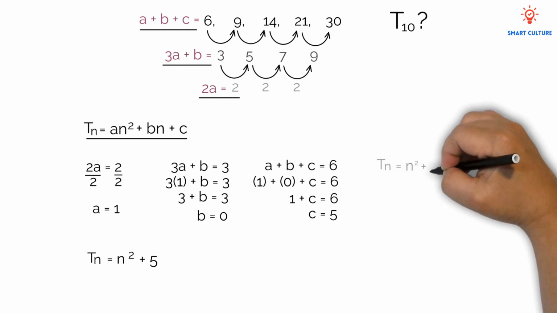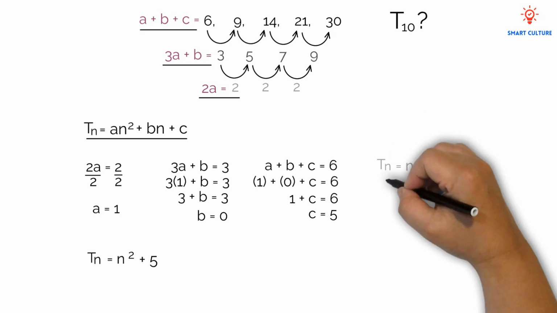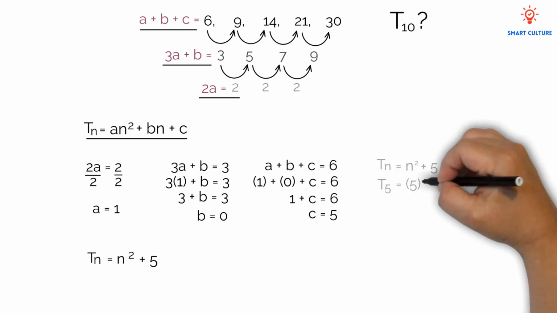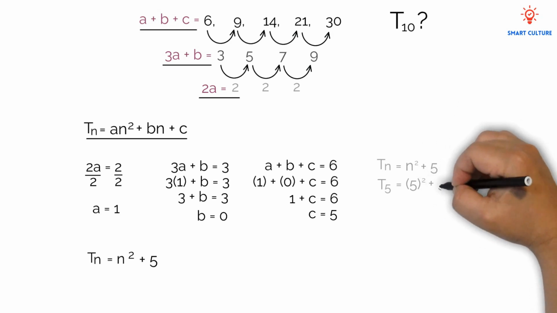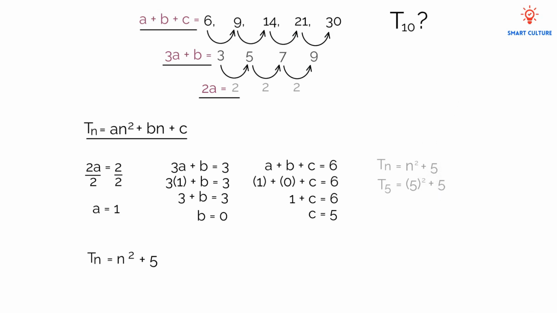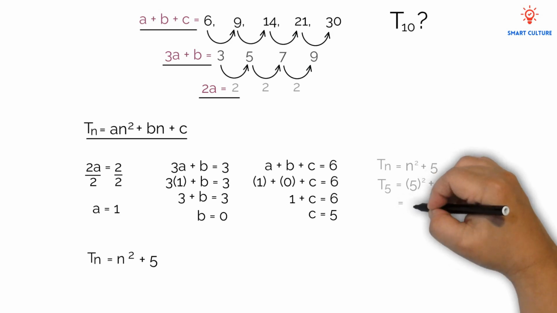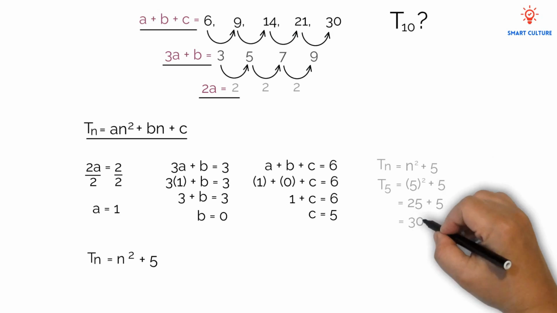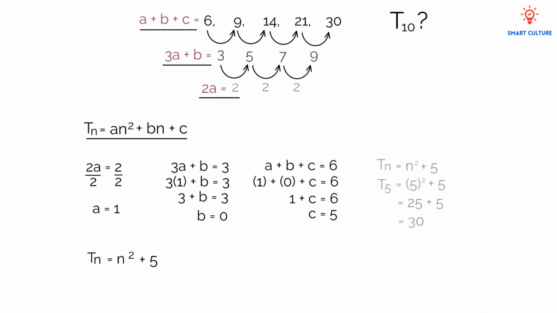So let's use the value for the fifth term. Let's say we want to now determine the fifth term using this rule. So instead of n, we'll write 5. 5 squared is equal to 25. 5 times 5 is equal to 25. Plus 5 is equal to 30. And you can see this is indeed the value of the fifth term. So our rule is correct.